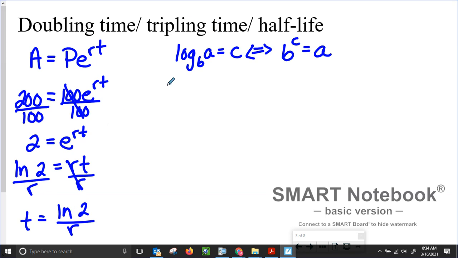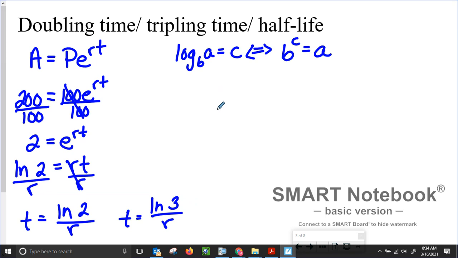Tripling is going to be very similar. What do we think the only difference is between tripling? So what number is going to change? Yeah, the 2 is going to become a 3. So for tripling time, we just have ln of 3 over r.